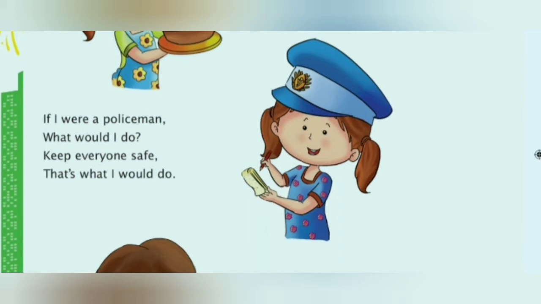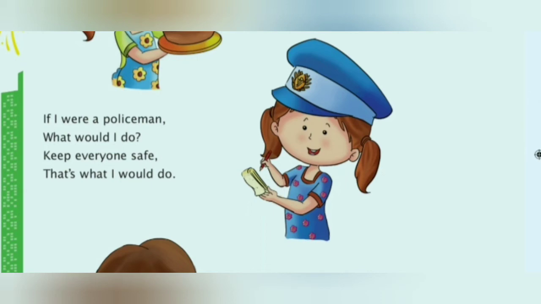See the fourth line, first word, that apostrophe s. Apostrophe s in the sense of "is." We are connecting that plus is equal to that's. So we are going to pronounce it like that's. So now it's going to be a little fast. If I were a policeman, what would I do? Keep everyone safe. That's what I would do.